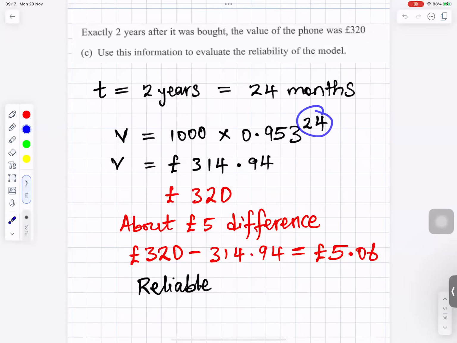So in that formula, we put 24 months. Put it in the calculator, it gives us £314.94, which is not far from 320. It's not much difference, just about £6. It's £5 actually, and 6 pence difference. So the difference is small. So this formula is what we say is reliable. Reliable means the difference is very small between the estimated and the real value.